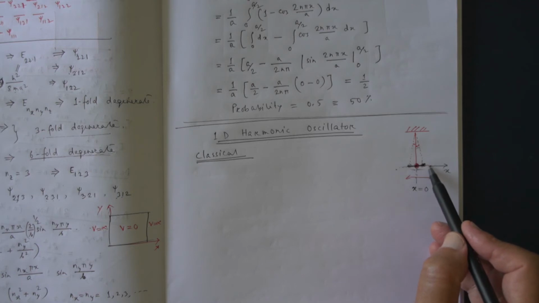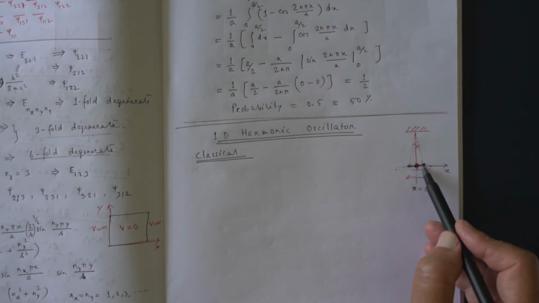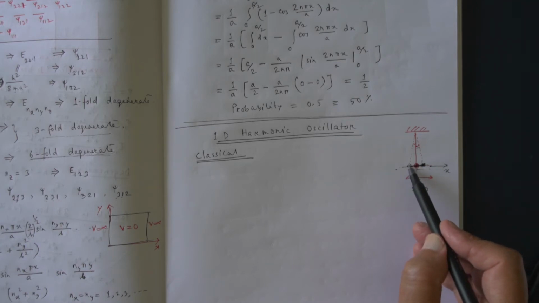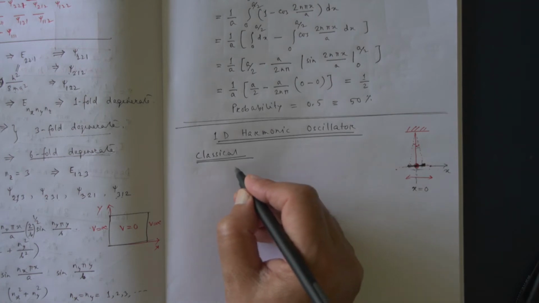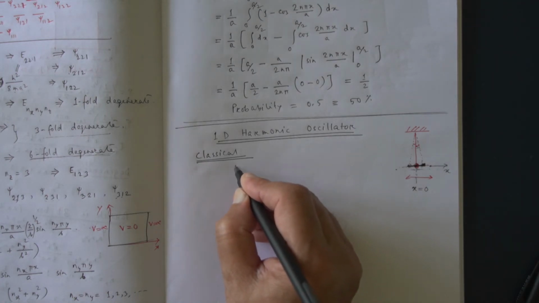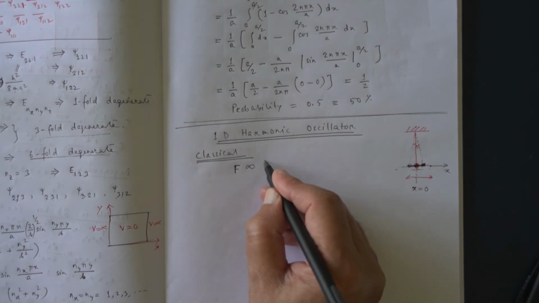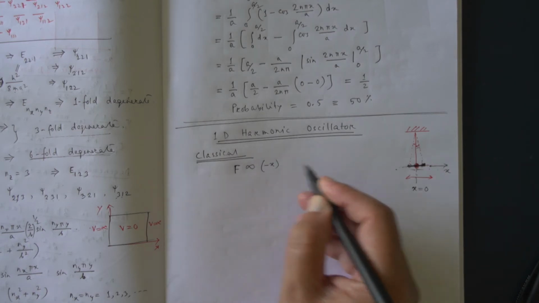Due to this restoring force, kinetic energy decreases and becomes 0. Then it comes back. Again kinetic energy increases, then decreases and becomes 0. Why? Because there is a restoring force, and that restoring force F is proportional to displacement.